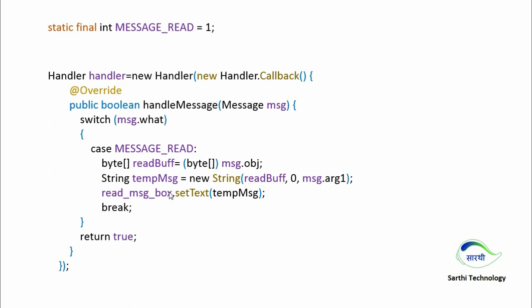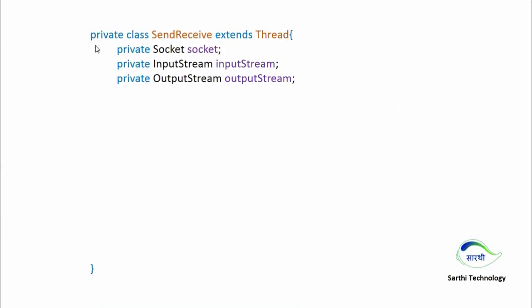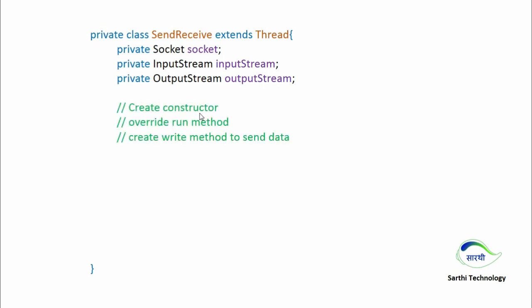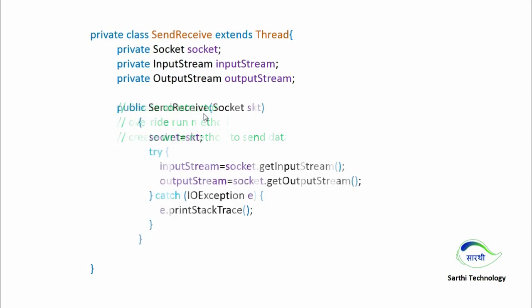So after that, let's create the class. Here, private class SendReceive that extends Thread, and here 3 objects, that is socket, inputStream and outputStream. After that we will do 3 things. One is create a constructor, second is override the run method, and third is create a write method to send data. So let's have a look at the first, that is the constructor.